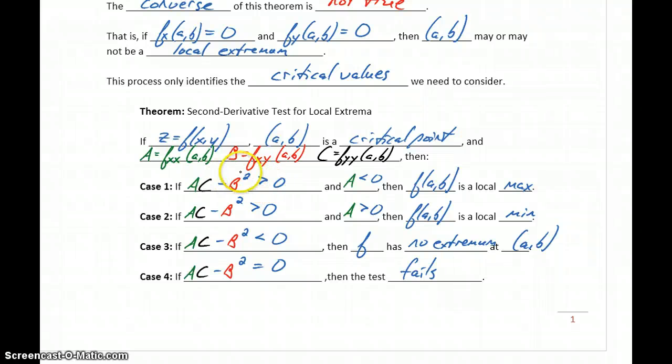So in general, what we're looking for again is this expression AC minus B squared to be positive. When A is less than 0, we have a maximum. When A is greater than 0, we have a minimum. If that expression is negative, there's no extremum. If that expression equals 0, then our test fails.